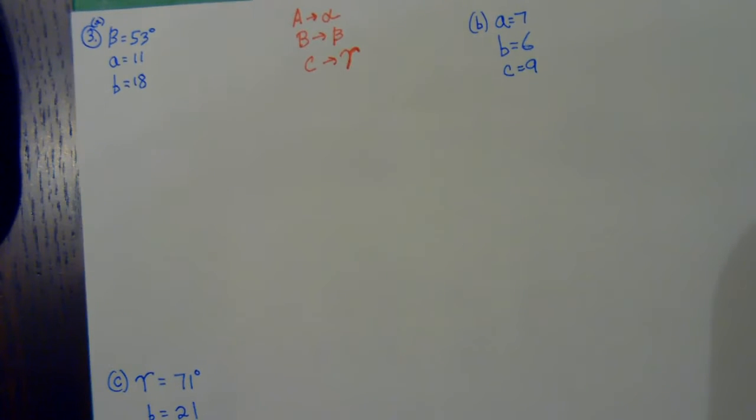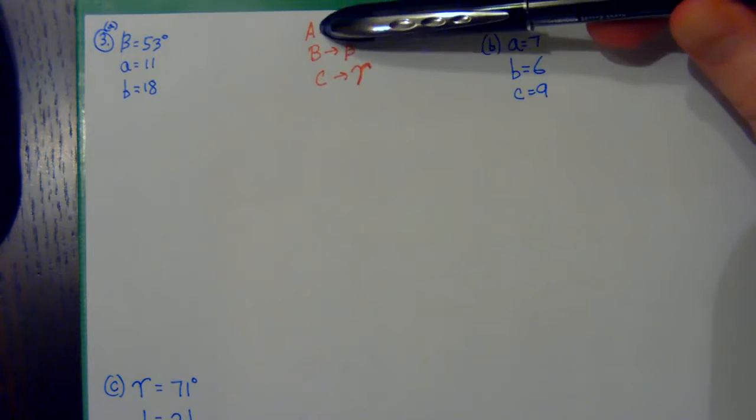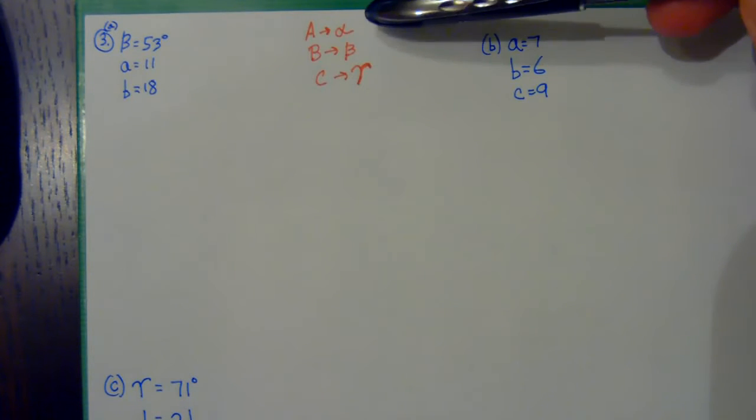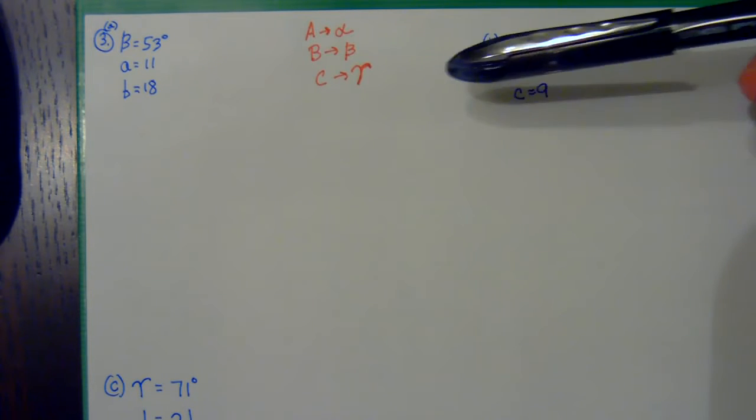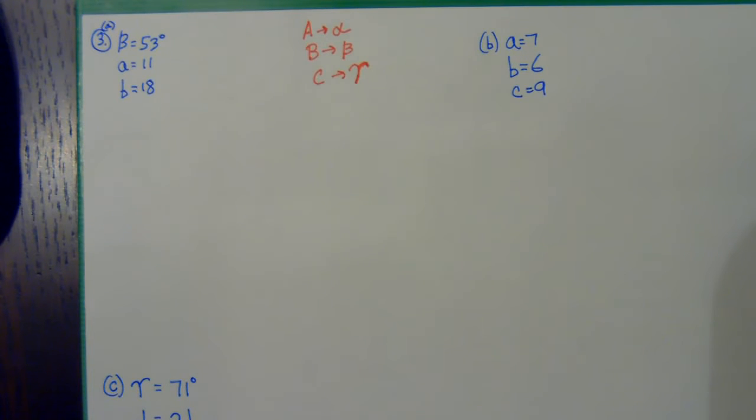On the triangle problems, IU Final likes to use alpha, beta, and gamma for their A, B, and C. So if we ask you to find angle alpha, that's the same thing as angle A. If we ask you to find angle gamma, that's the same thing as angle C. So there's no confusion on there.